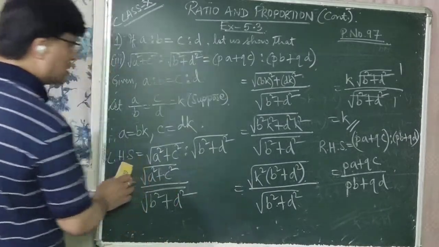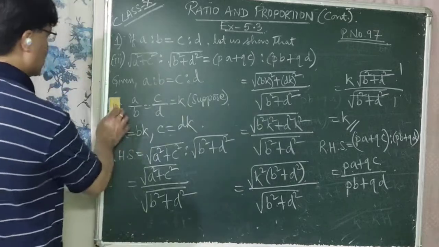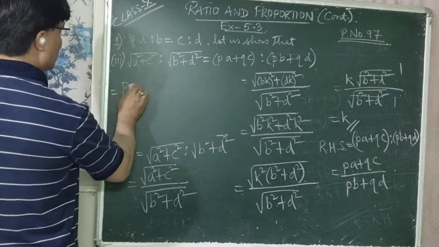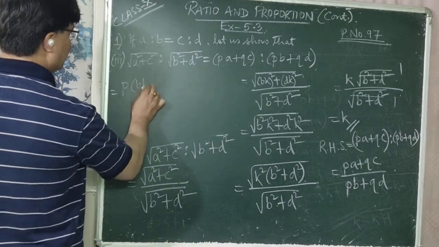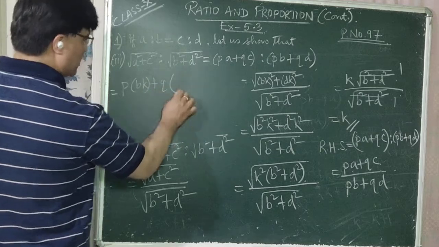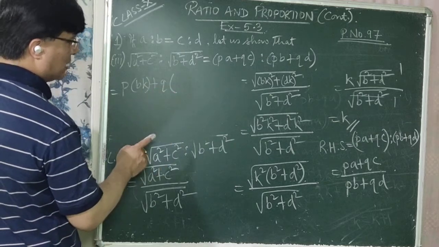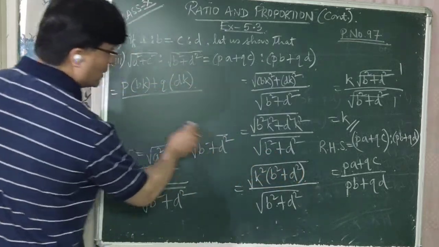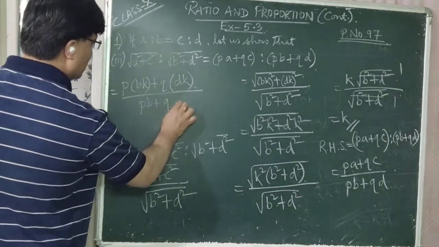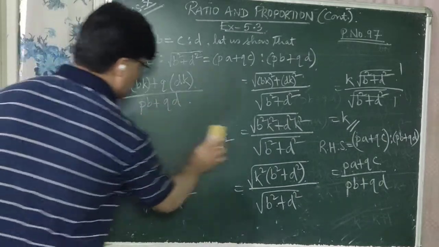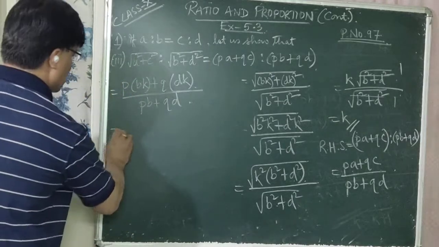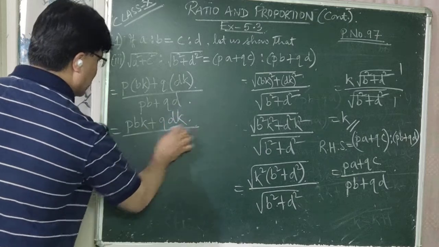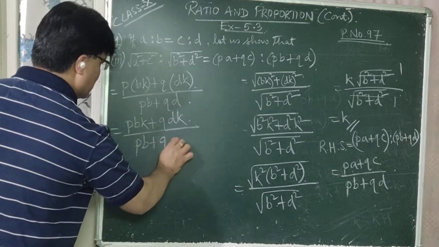So now let us write down the value for A and C here also. Okay? So now which is equal to P into, what was the value for A? It is BK, plus Q into, what was the value for C? It is DK. Right? Whole divided by, in the denominator we have PB plus QD. Clear? So now let us simplify it. So is equal to, this is PBK plus QDK divided by PB plus QD.